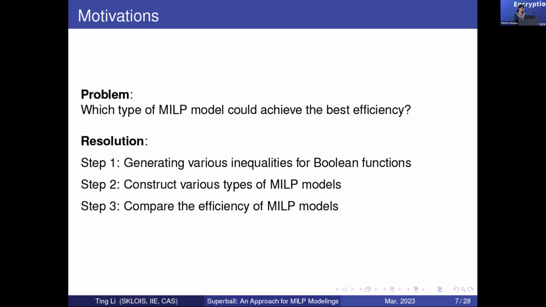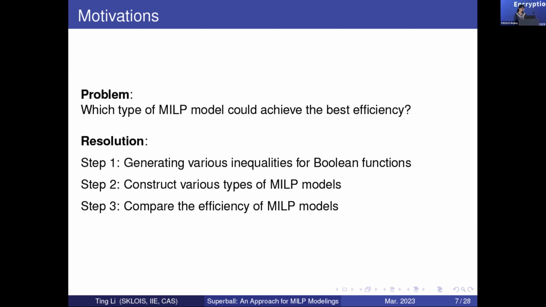To address this problem, there are 3 steps. First, we need to generate various inequalities for Boolean functions as candidates. Once we have enough candidates, we can construct various types of MILP models by selecting inequalities from the candidates, and in this step we need to consider relevant factors. At last, we compare the efficiency of the MILP models we generated, which can be done by running them on test instances.